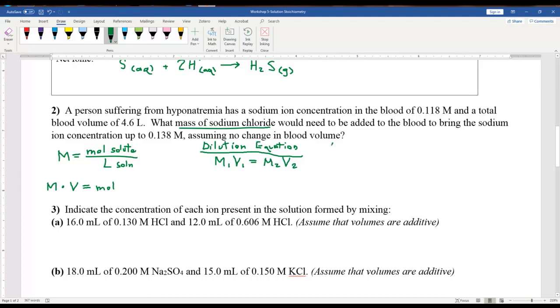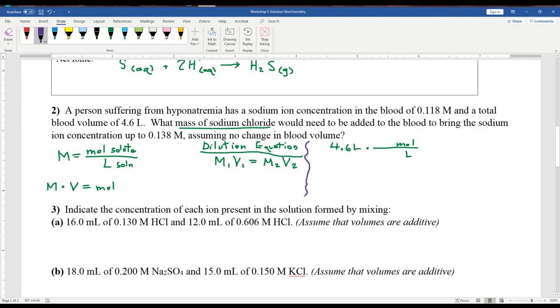So to do that, I know I have 4.6 liters of blood, right? Well, I can convert liters to moles using the molarity. So let's start with the initial.